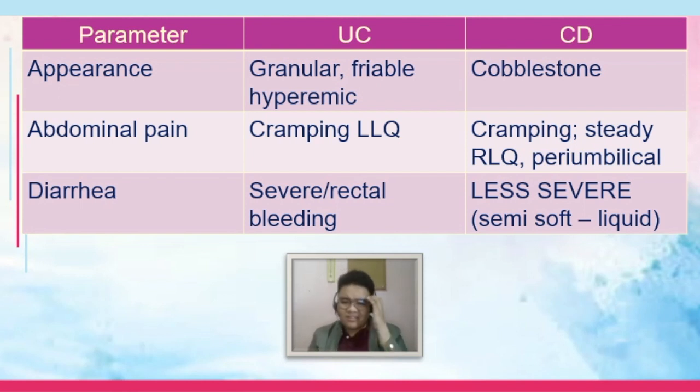Diarrhea in UC is severe. Okay, why? Colon is affected. Colon is supposed to absorb water, but this time colon is inflamed. Colon could not absorb water. So hence, severe diarrhea in UC. In CD, although we could not ignore diarrhea, it's less severe compared to that of your UC. Okay, why is it less severe? Because colon is probably functional. Colon could still absorb water. Okay, and then there will only be semi-soft to liquid stools that would appear.